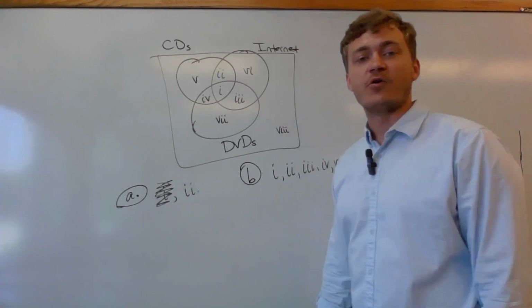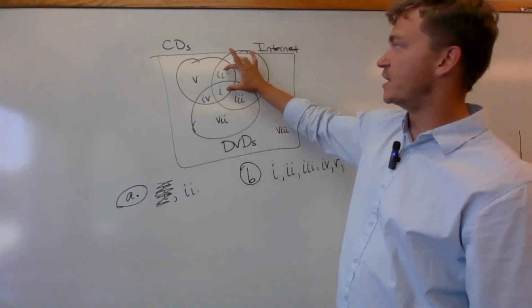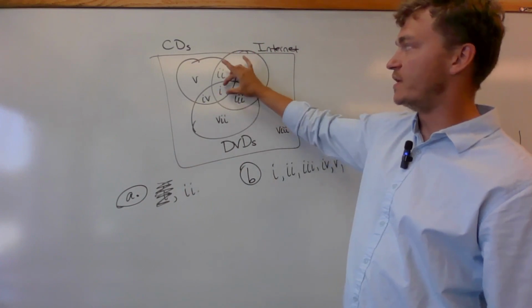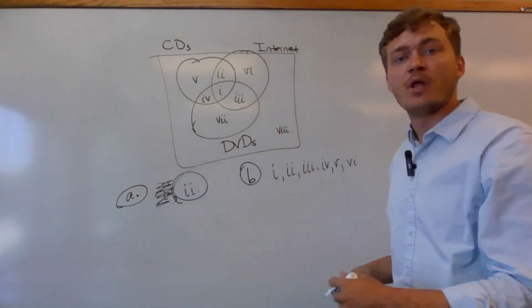All right, just by our quick observation there, CDs and internet, well, that overlap there is going to be 1 and 2, but we do not want to include DVDs, and that's including 1. So part A is just region 2. Now, what about part B?